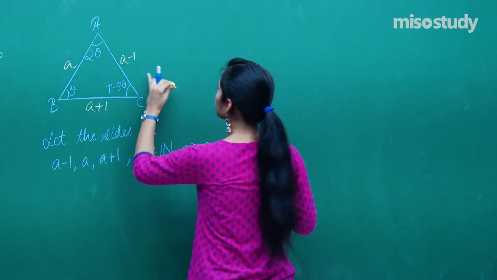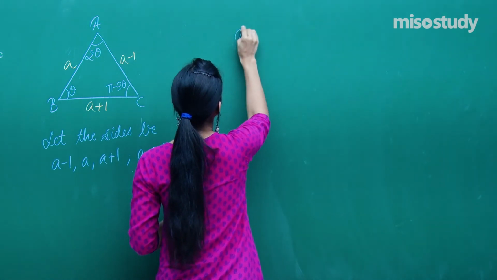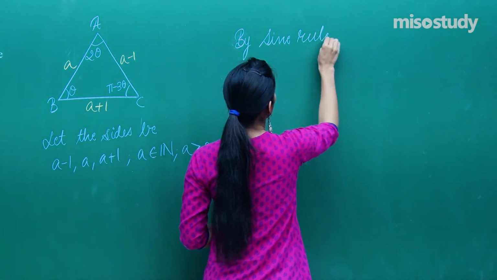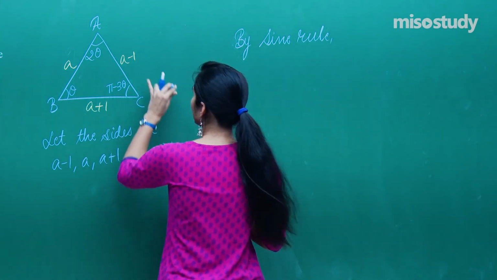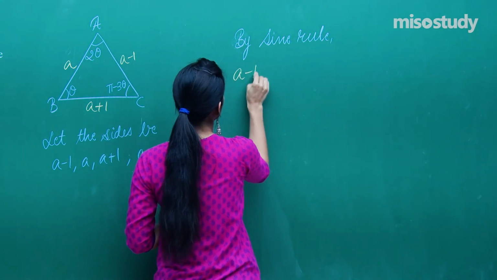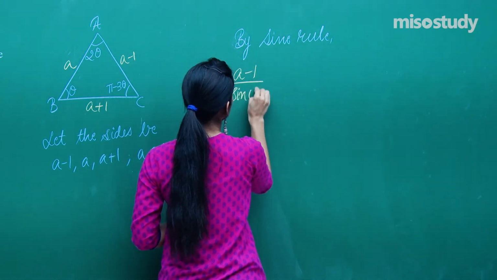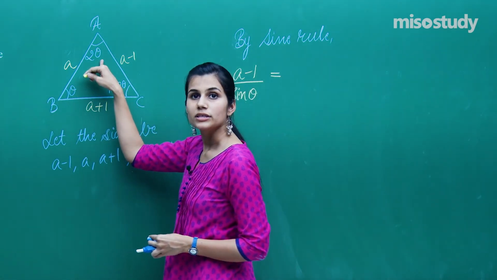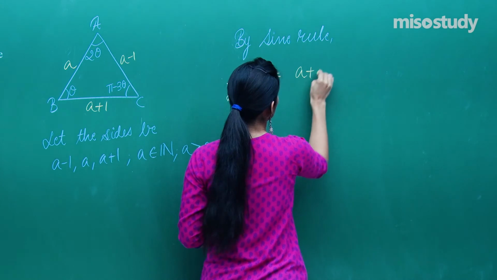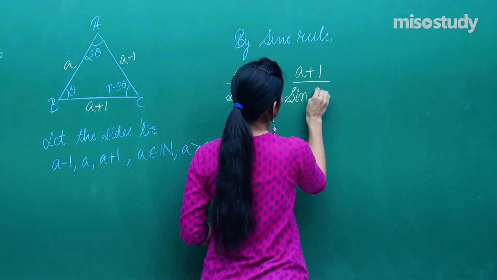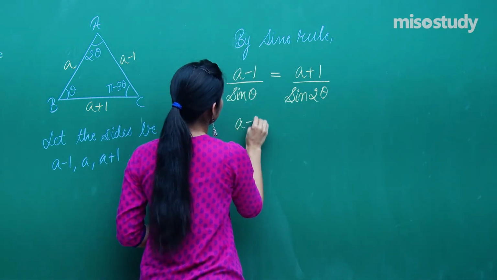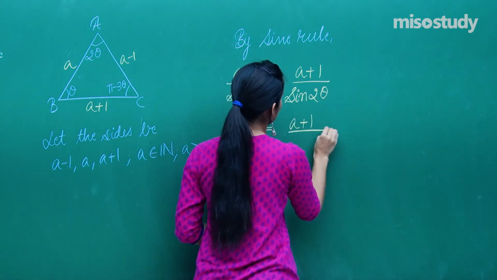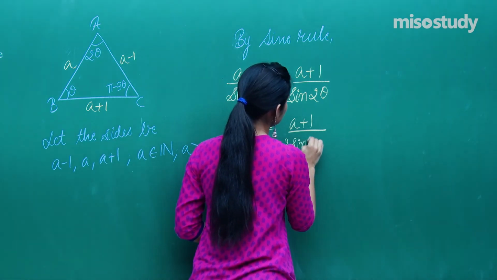So you have, by sine rule, what is it that we can say? A minus 1 upon sine theta is equal to a plus 1 upon sine 2 theta. This means a minus 1 upon sine theta is equal to a plus 1 upon 2 sine theta cos theta.